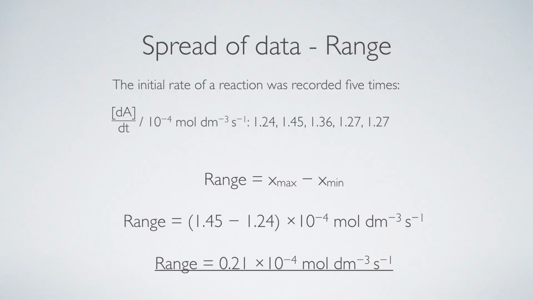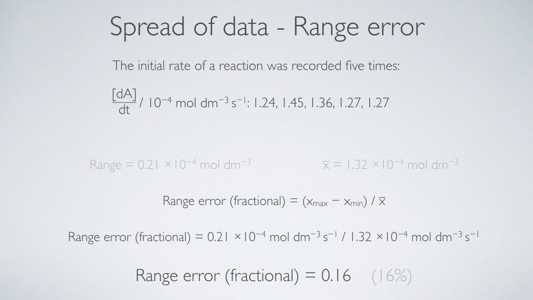I find that keeping the power the same as it is for the original data is a good way to not confuse significant figures and to give me a good estimate of where my uncertainty, my range, lies compared to the rest of my data. So I'm going to leave this as 10 to the minus 4. My range error is calculated simply by taking my range that I've calculated on the previous page and dividing it by my mean value.